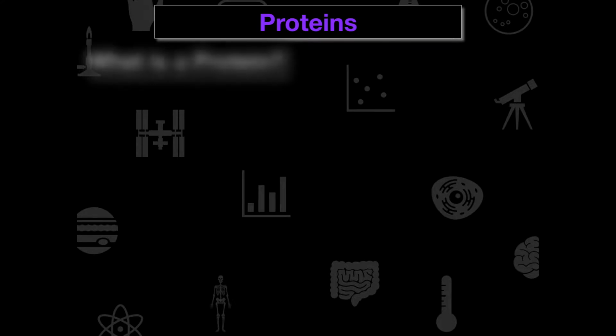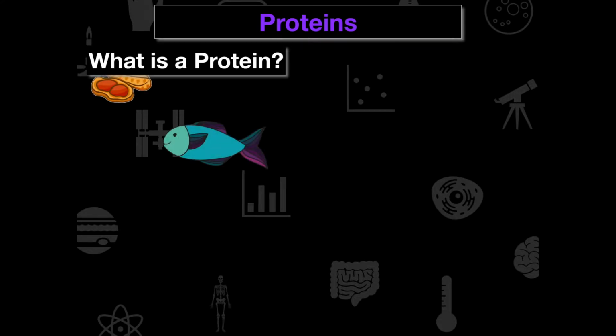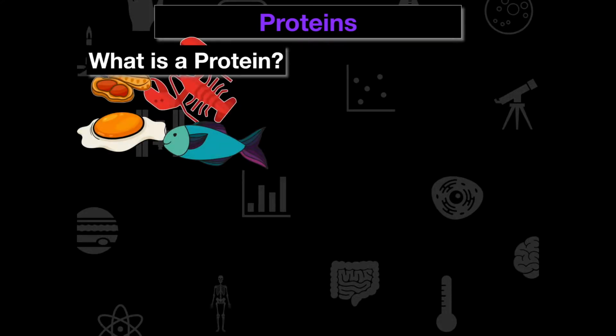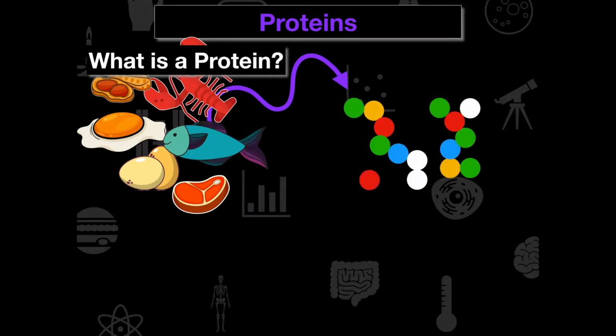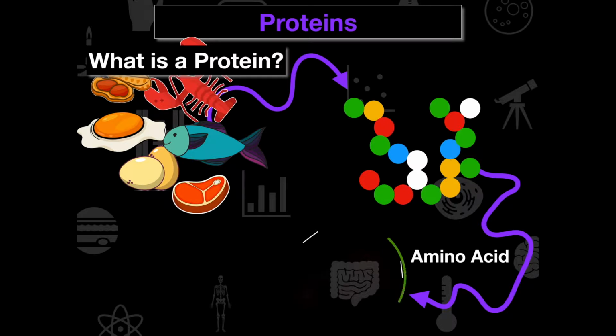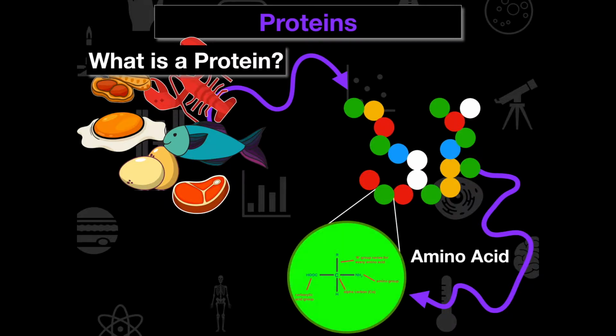So what is a protein? Well, you might think of a protein as something like fish or nuts or eggs or meat of some sort. And really, proteins are going to make up the structure of our body. They're playing a crucial role in making up the structure of our body. And these proteins, if we were to break them down, we would be able to see little tiny amino acids. And these amino acids are the main backbone in the structure of what we talk about as a protein.